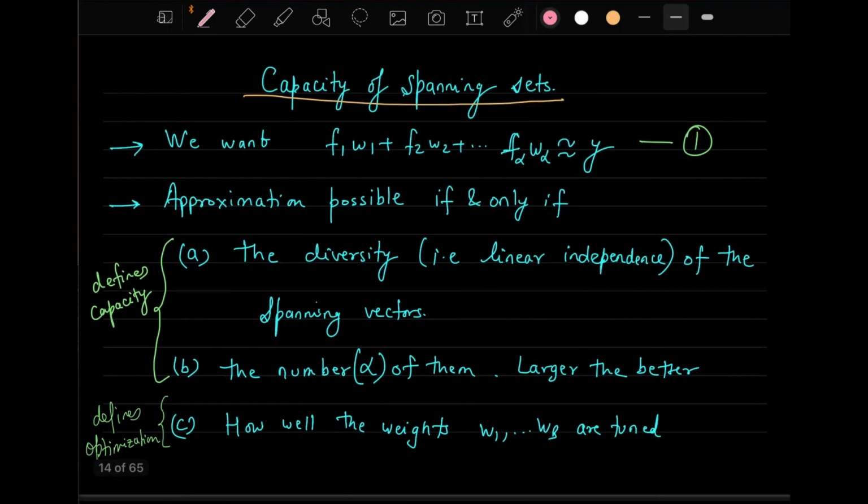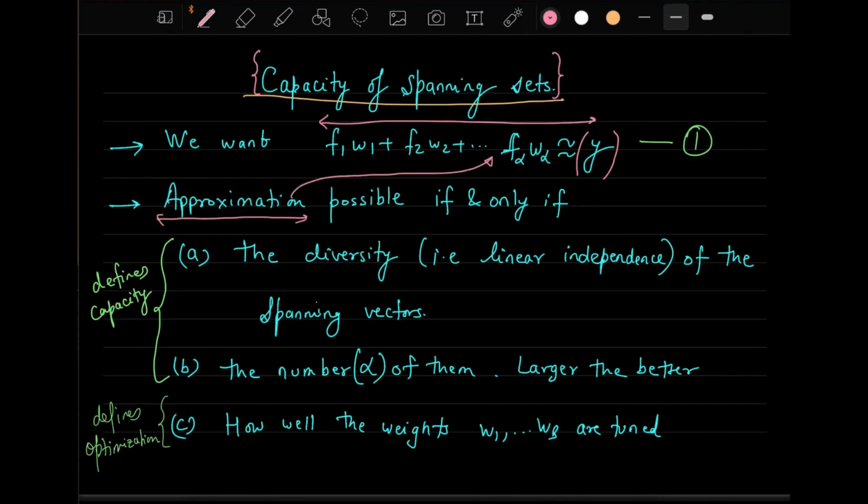So what we are discussing is the capacity of the spanning sets. And we have seen what this particular statement says: we want the linear combinations of f1 w1, f2 w2 and f alpha w alpha close to y. This we have already discussed. Now, if we want to do this approximation, what are the possible ways of doing it?